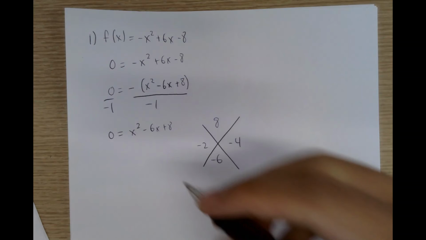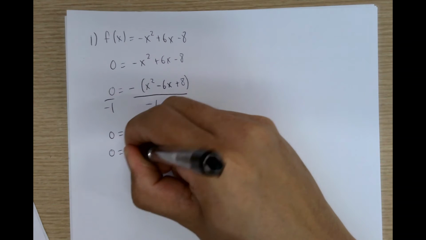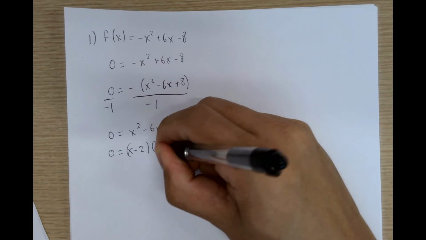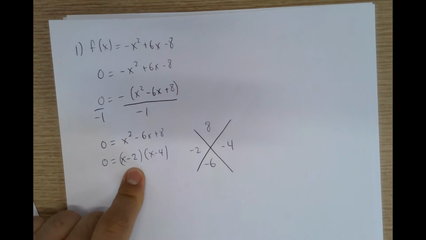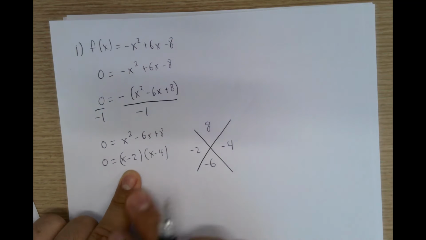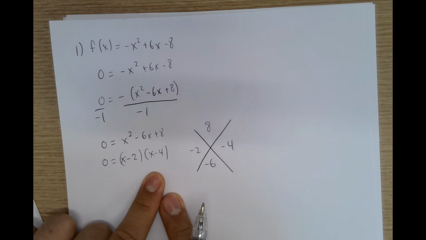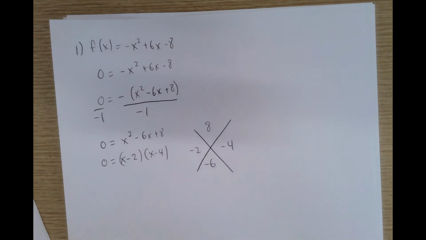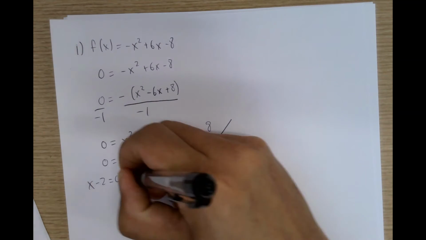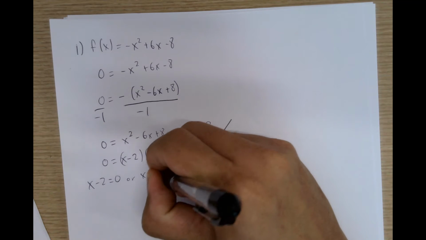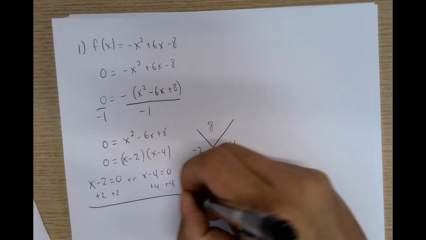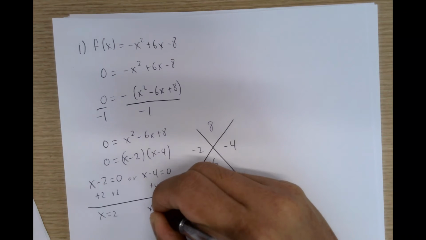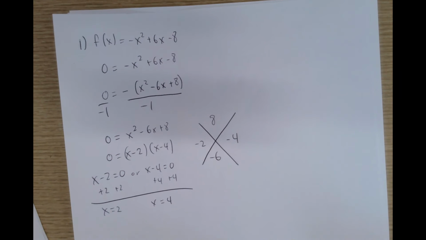This would equal 0 equals x minus 2 times x minus 4. And again, we're going to use the zero product property. If x minus 2 equals 0, then this statement is true. If x minus 4 equals 0, then this statement is also true. So x minus 2 equals 0 or x minus 4 equals 0. So we add 2 to both sides, we add 4 to both sides, and we get x equals 2, x equals 4. Let me go ahead and move that up a little bit.